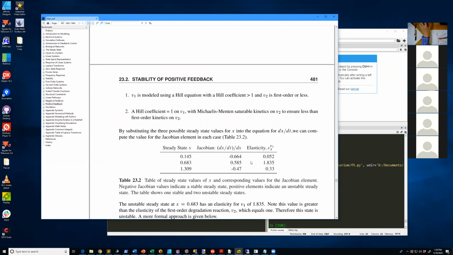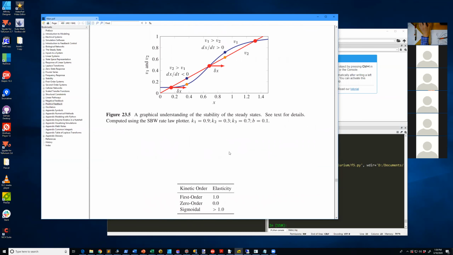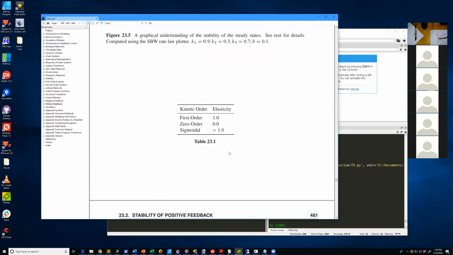All right. So the next question I want to ask is, under what conditions do we see bi-stability? Let me just remind you what the values for the elasticities are. Remember, these are the sensitivities. For first order, it's 1. And if it's sigmoid, it's greater than 1.